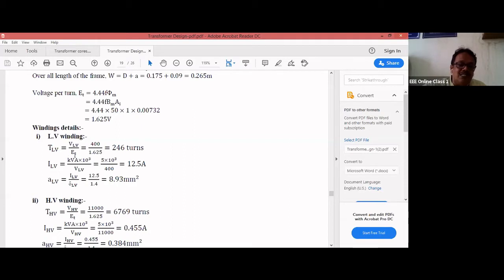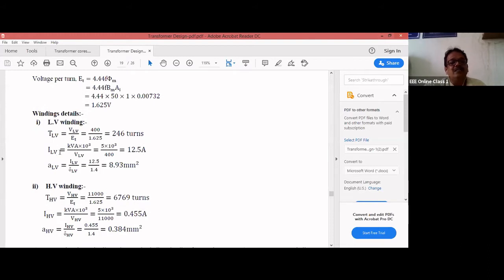TS is equal to what? VS by ET. Either one you can use. TLV is VLV by ET, VLV nothing but the low voltage on the secondary winding. Okay, low voltage winding: 400 divided by 1.625, 246 turns LV winding.